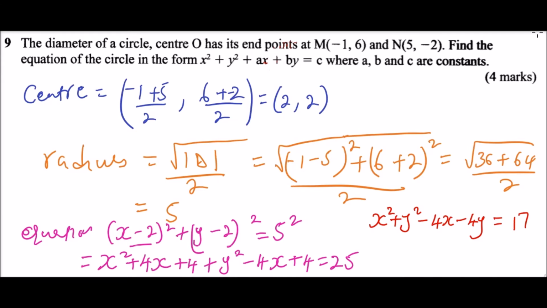So that is the equation of the circle, where now you can see our A is minus 4, our B is minus 4, and our C is 17. So you get the answer at that point, and you get 4 marks.